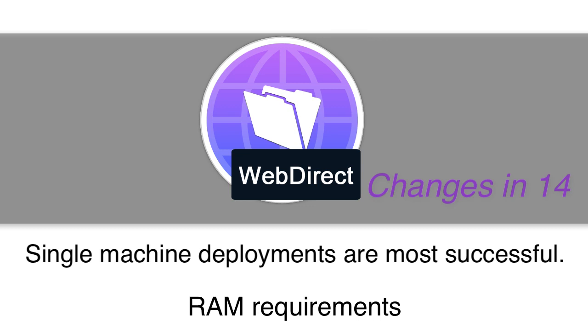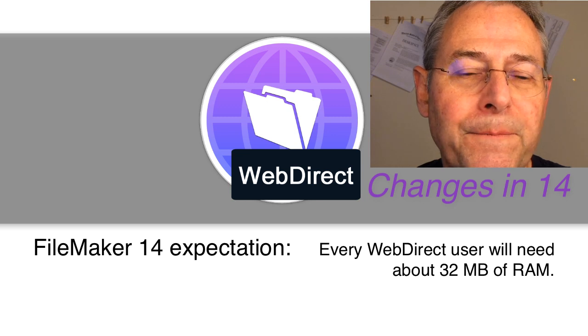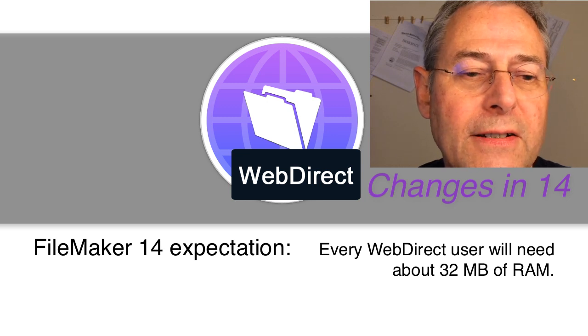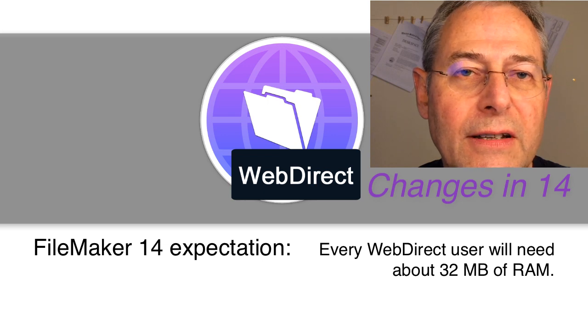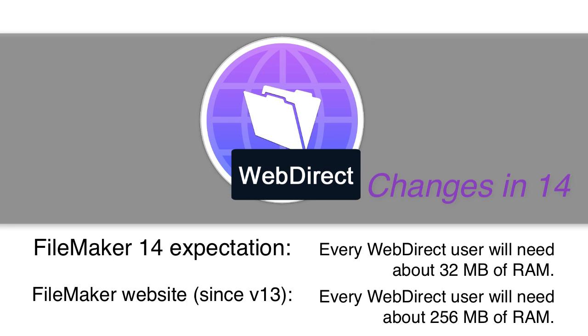Well, I wouldn't like to claim any credit for that, but in talking to the technical people at FileMaker about what they're expecting from WebDirect under this beta stuff, the impression that they gave me was they were expecting every WebDirect user to need about 32 meg of RAM. And at that time, the formal advice on the FileMaker website was saying 256 meg of RAM per WebDirect user. This is something that had been on their site since the release of FileMaker 13.